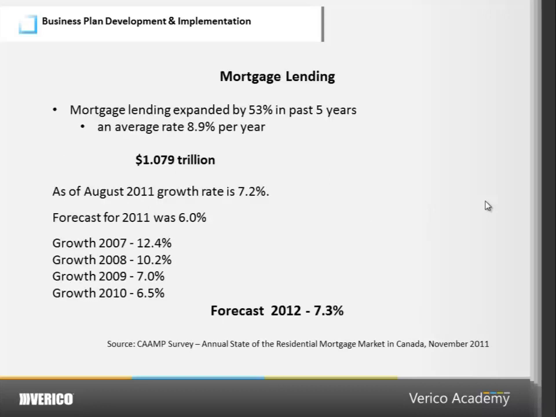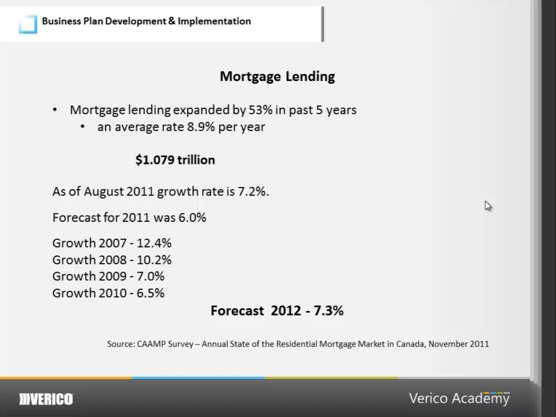Mortgage lending. In the past 5 years, mortgage lending has expanded by 53%, an average rate of 8.9% per year. It's gone to 1.079 trillion. As of August 2011, the growth rate for 2011 was 7.2%, when it had been forecasted at only 6% for the year. Some stats about the growth that we have experienced over the past few years.